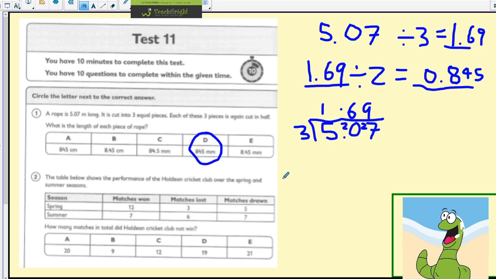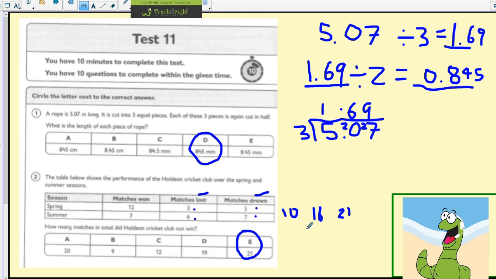Right, number 2. The table shows the performance of the Holden Cricket Club over the spring and summer. How many matches did they not win? Well, not win is lost and drawn. So it's going to be these numbers added together. So the way I do that is probably 3 and 7, which gives me the 10, plus 6, 16, plus 5, 21.